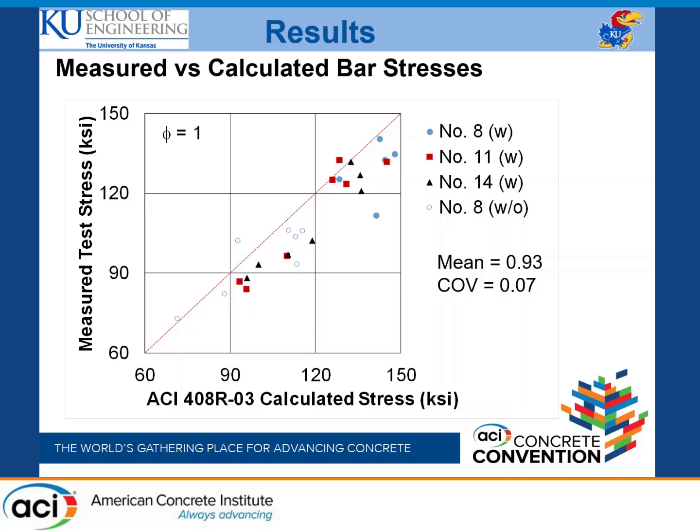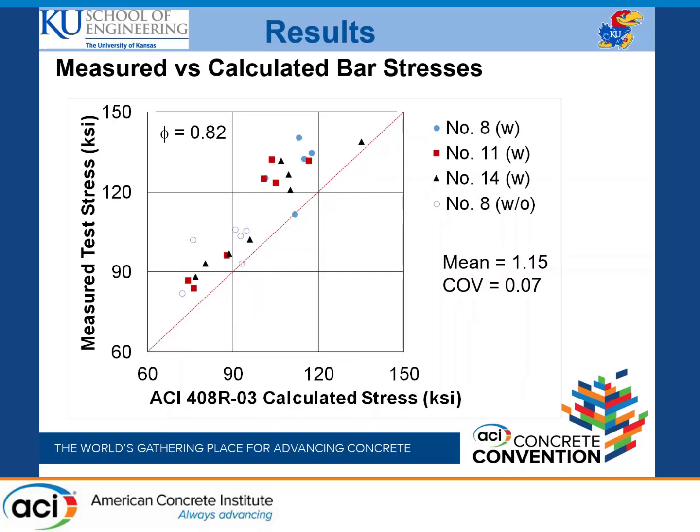Here, blue dots represent number 8 bar specimens. W means with transverse reinforcement in the splice region, and W/O means without transverse reinforcement in the splice region. So red dots are for number 11, black triangles for number 14, and blue circles without shade are for number 8 without disrupting the splice region. And we got a mean test over calculated ratio of 0.93 with a coefficient of variation of 0.07.